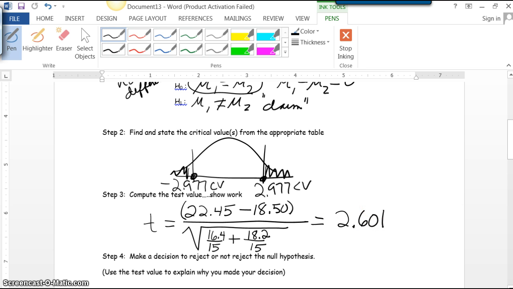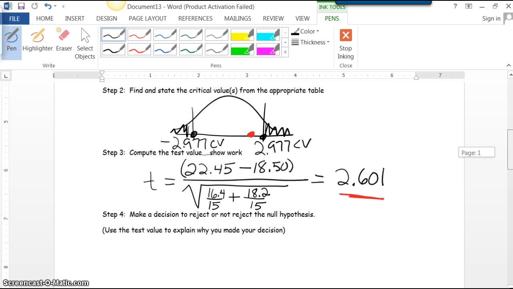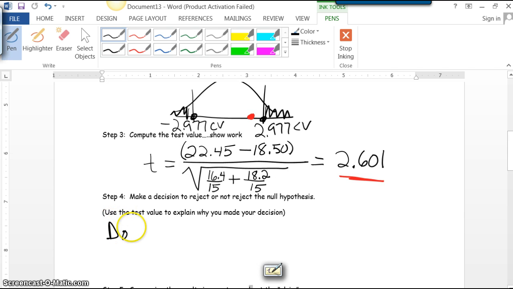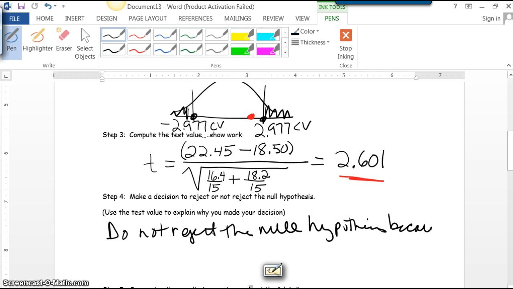2.601. And then when I look at where that test value is on this picture, it's right over in here somewhere. It's not in this right critical region. It's not big enough to be in there. And so when we make our decision, it is to not reject because it's not in a critical region. So we do not reject the null hypothesis because the test value is not in a critical region.